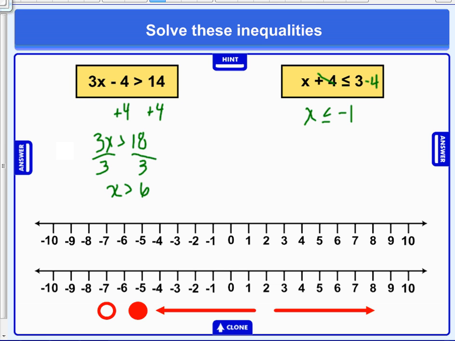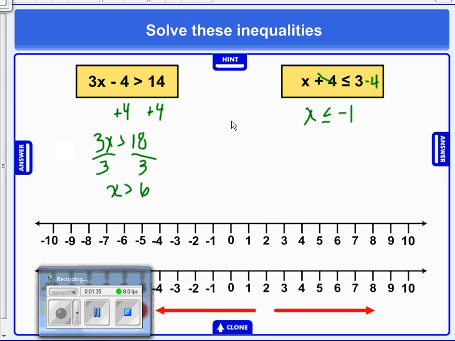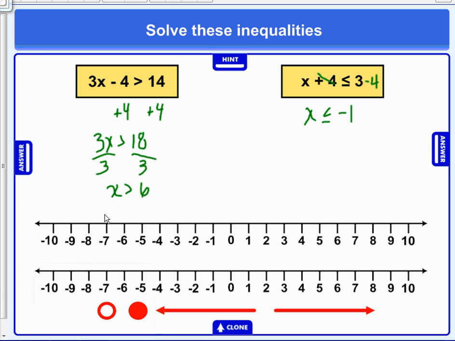All right, so in this case, if I were then to take this and graph it, I would use an open circle on 6. And then I would use my arrow that is talking about all the numbers that are greater than 6. So our arrow is going to the right.